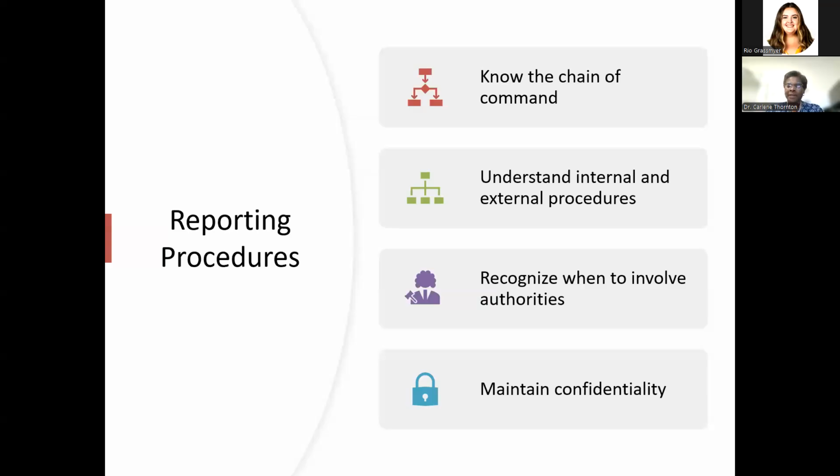We can't be afraid to speak up, just like we can't be afraid to do CPR. And there is the Good Samaritan law. So if you do CPR, if you step in to help somebody, you're protected, right? You don't want to falsely accuse anybody, but you can't let inappropriate behavior go unchecked.